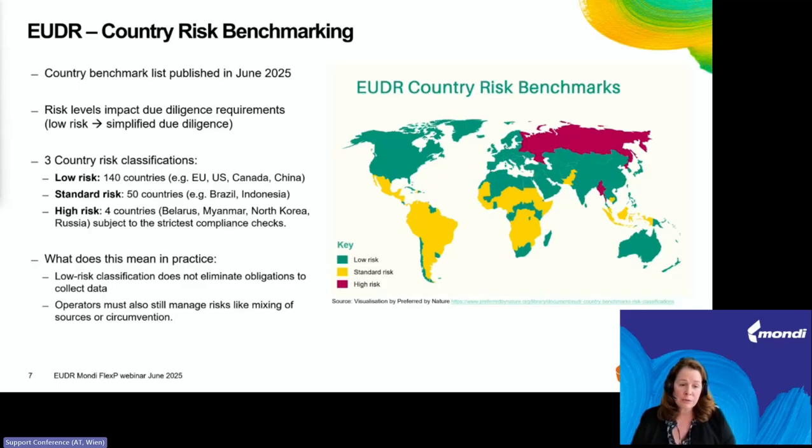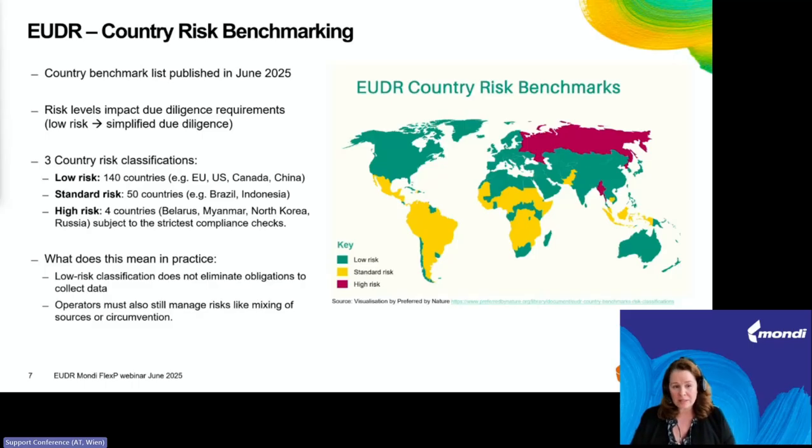There are 3 country risk classifications in the country risk benchmarking: low, standard, and high risk. Low risk has been defined for 140 countries, including the EU, US, Canada, China, for example. Standard risk is about 50 countries, and high risk, just 4 countries have been defined: Belarus, Myanmar, North Korea, and Russia. That means, of course, you have to have the strictest compliance checks in a high-risk country.